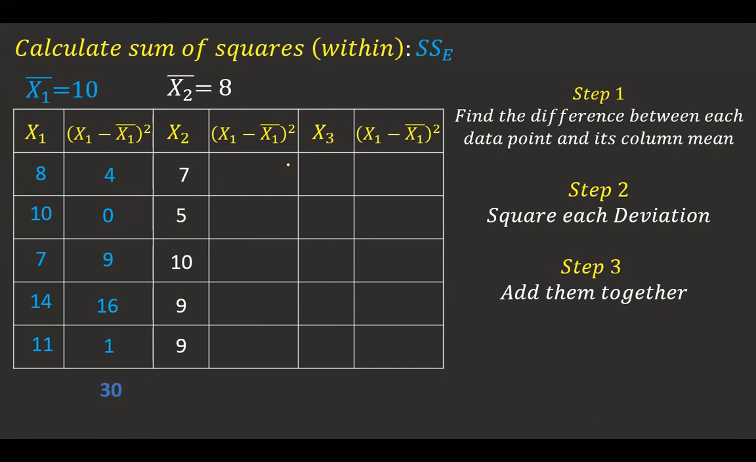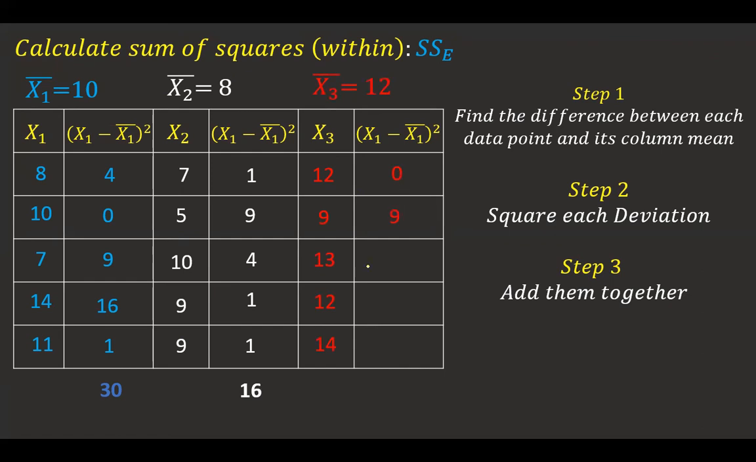Now, once it is done here, 7 minus 8, 1 square is 1, 5 minus 8 is 3, 3 square is 9, 10 minus 8 is 2, square is 4, 9 minus 10, 1 square is 1, 9 minus 10, 1 square is 1. I'm going to total it here. Then I'm writing for x square, the same procedure we are going to follow.